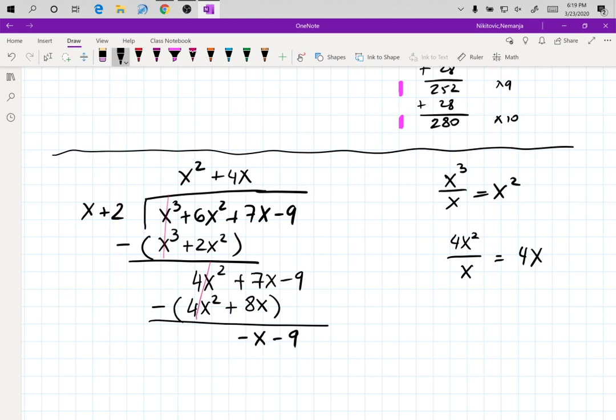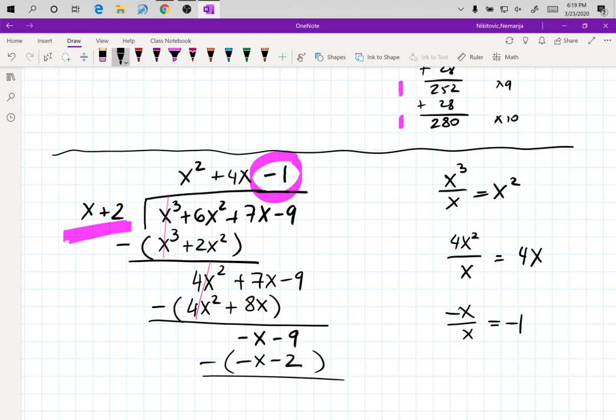Now the last step, how many times does x go into negative x? Well, negative x divided by x is negative 1. So minus 1. And now you use that negative 1 to multiply the entire polynomial here. We get negative x minus 2. We subtract. Be very careful, a lot of signs floating about.